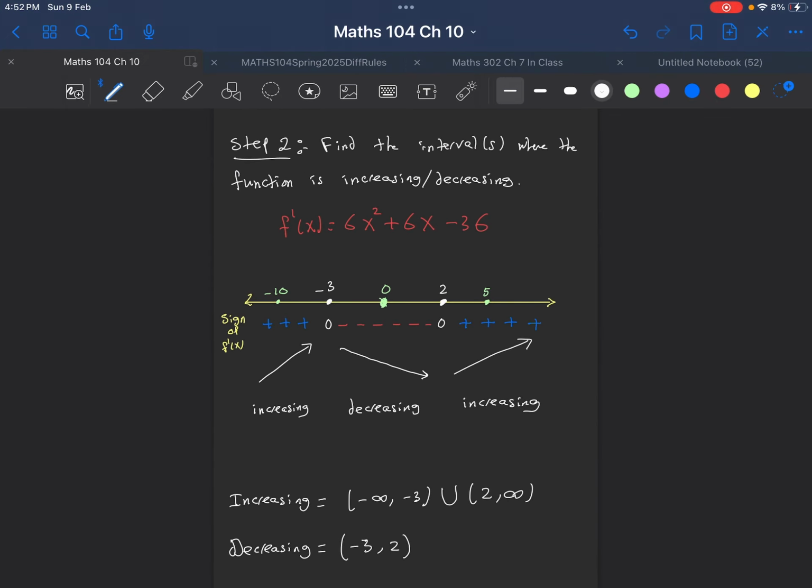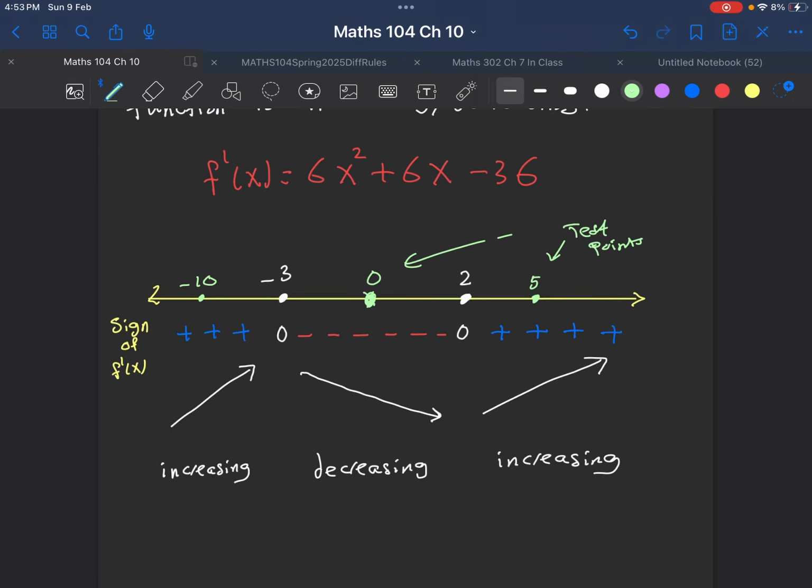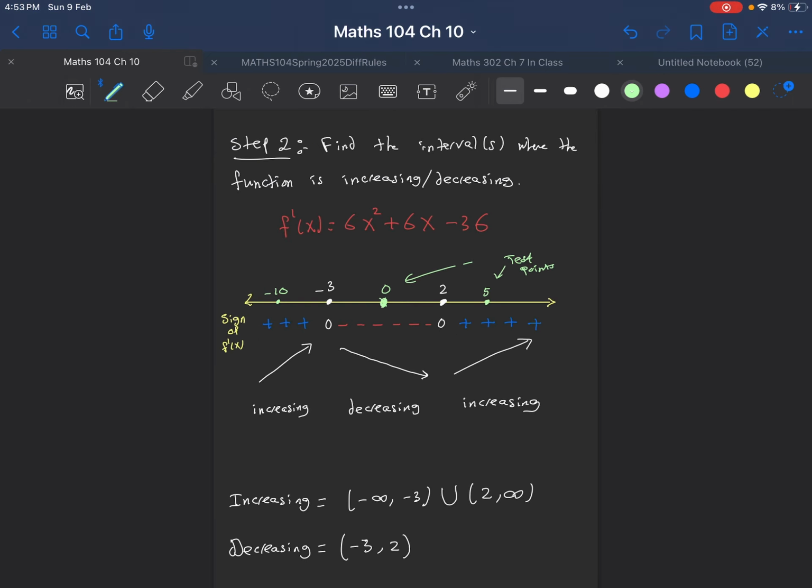Remember, those points here are just test points. We don't care about them. You can use anything, just our test points. What's important is that it will tell me where it is positive, where it is negative.